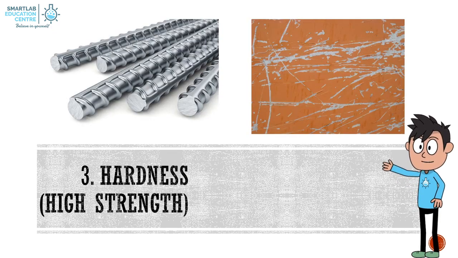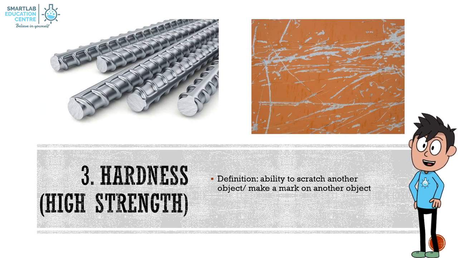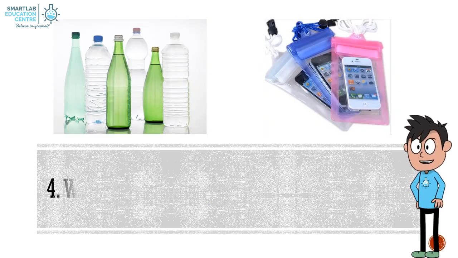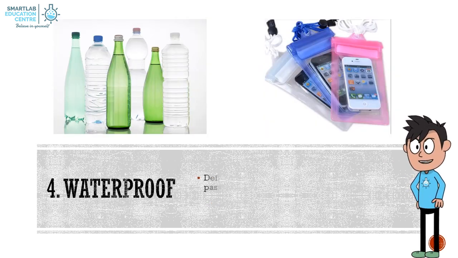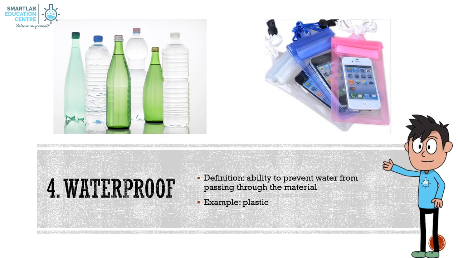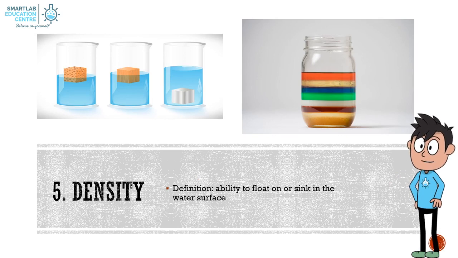3. Hardness, high strength. Definition: ability to scratch another object, or make a mark on another object. Example, steel is harder than wood. 4. Waterproof. Definition: ability to prevent water from passing through the material. Example, plastic. 5. Density. Definition: ability to float or sink on the water surface.